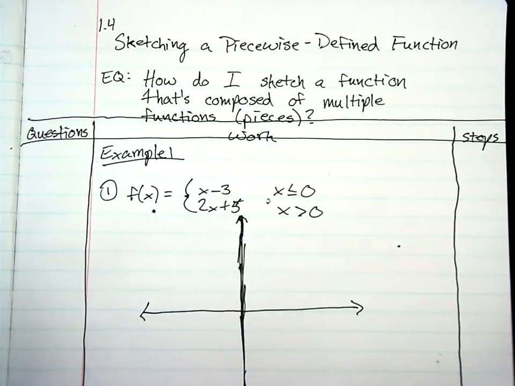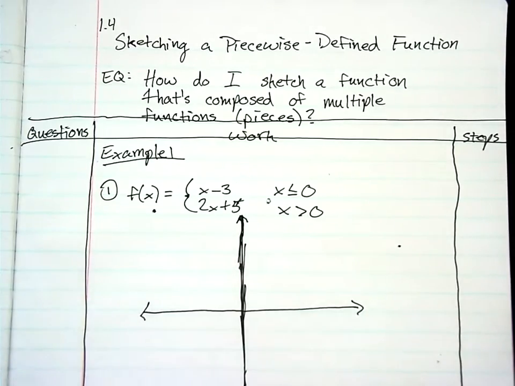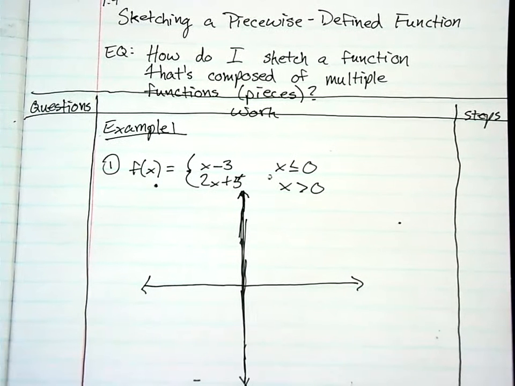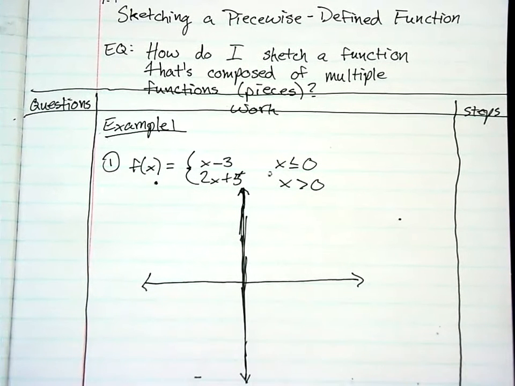We're going to be sketching a piecewise defined function. Go ahead and first write the essential question at the top of your page. And the question is, how do I sketch a function that's composed of multiple functions, or in this case, pieces? I already have the first example set up, so go ahead. If you have graph paper, use that for your notes today, because we're going to be focused on graphing.